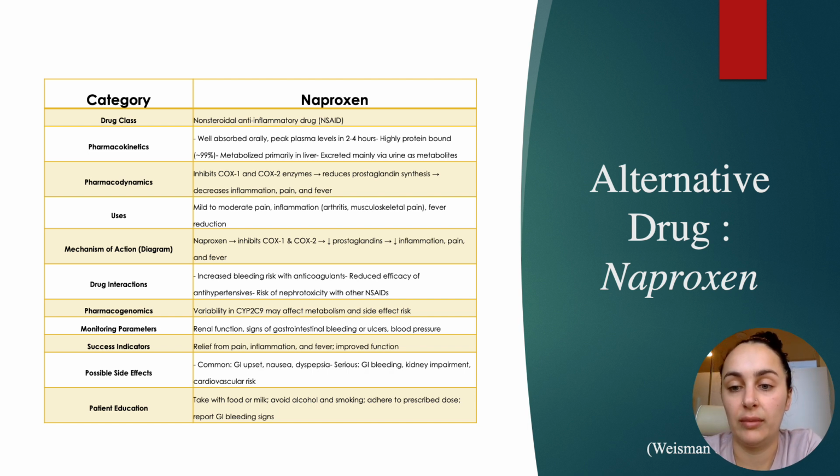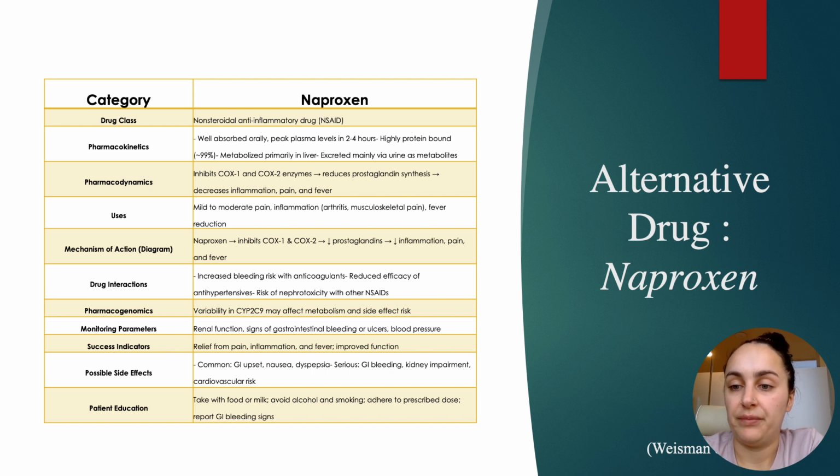Naproxen can interact with other medications, including anticoagulants, increasing bleeding risk, and may reduce the effectiveness of antihypertensive drugs like ACE inhibitors and diuretics. Patients taking naproxen should be monitored for kidney function, blood pressure, and signs of gastrointestinal bleeding or ulcers.